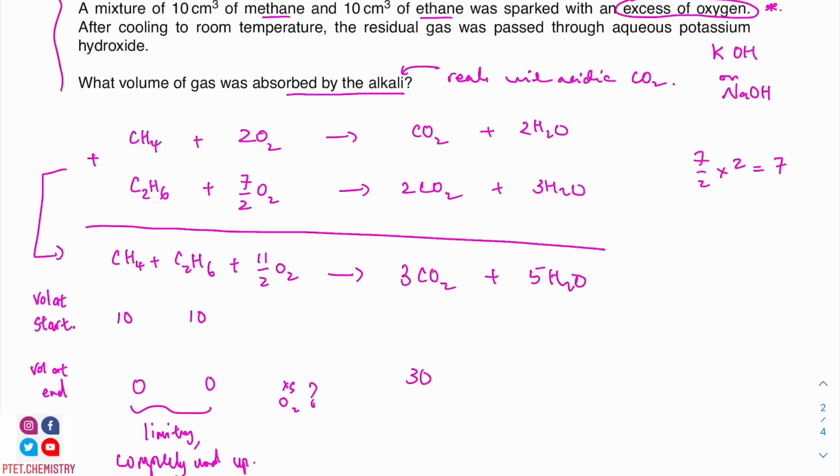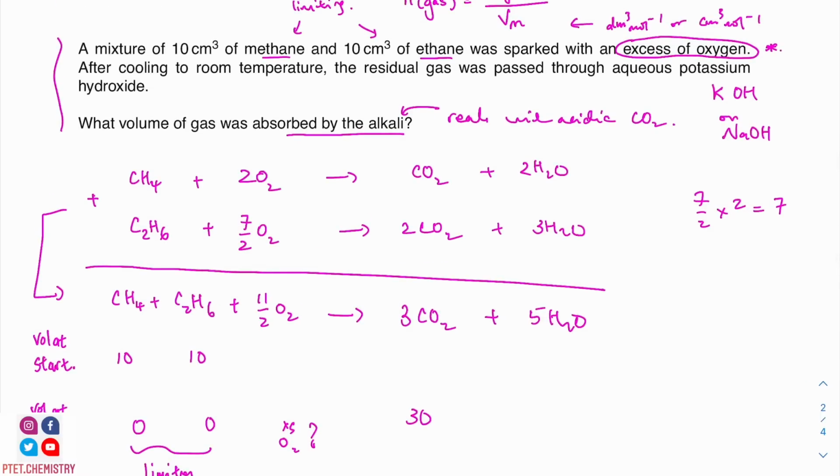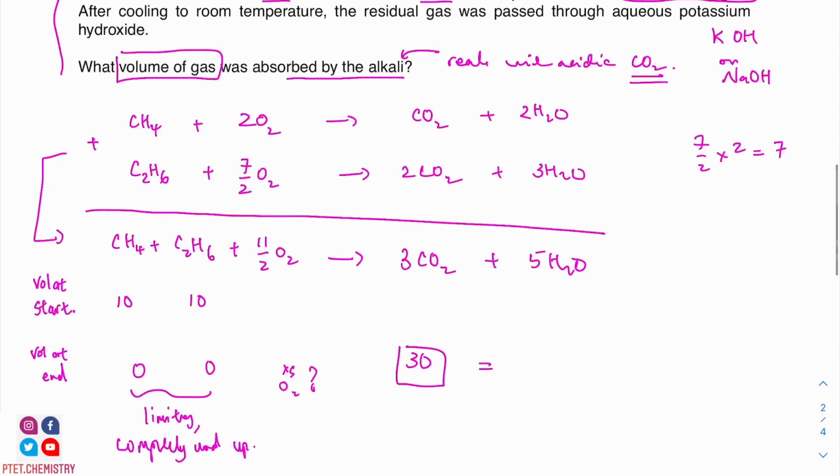But I don't know the volume because I'm not given it. Alright? They're asking for what volume of gas was absorbed by the alkali. And we know it's just the CO2 that's being absorbed. And 30 cm³ of CO2 has been produced. Therefore, 30 cm³ of CO2 was absorbed by the alkali or the base, whether it's KOH or NaOH.